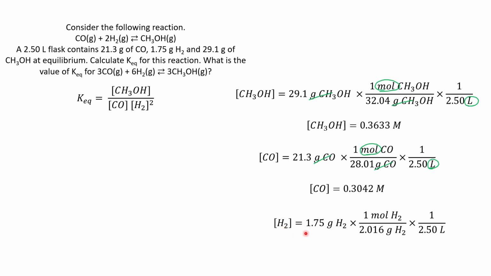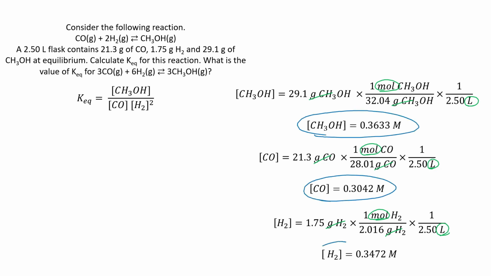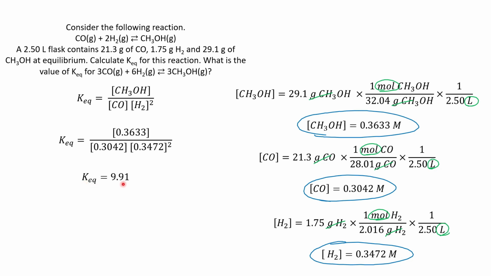Finally, our hydrogen, starting with our grams of hydrogen, converting to moles, dividing by 2.5. My grams cancel. I'm left with moles per liter, and I get a concentration of hydrogen of 0.3472 molar. These are the numbers that I am going to plug into my KEQ. Here we go. Everything is plugged into my KEQ. Now I just need to put it in my calculator and I get a KEQ of 9.91.